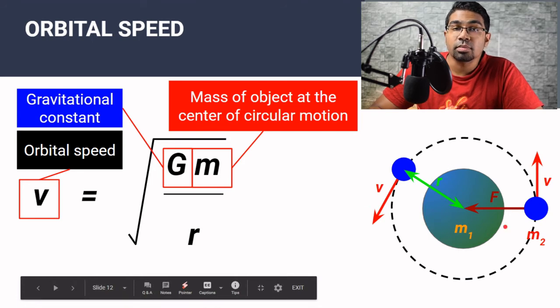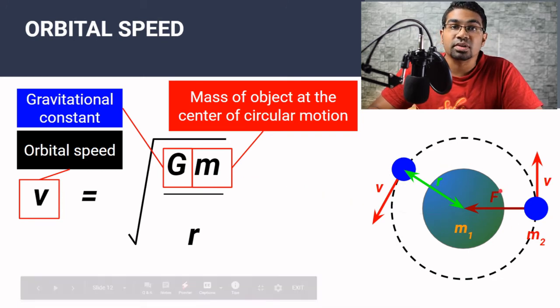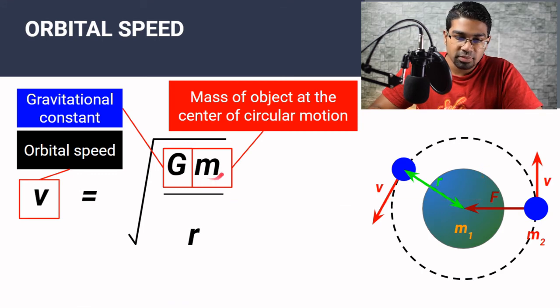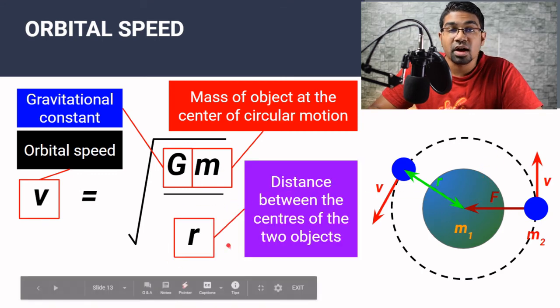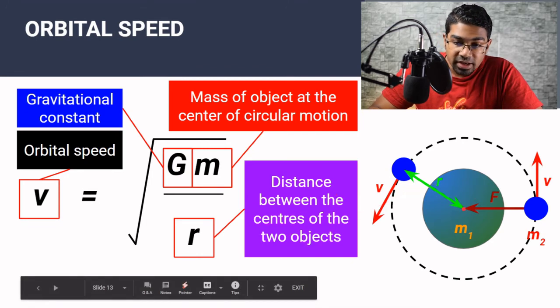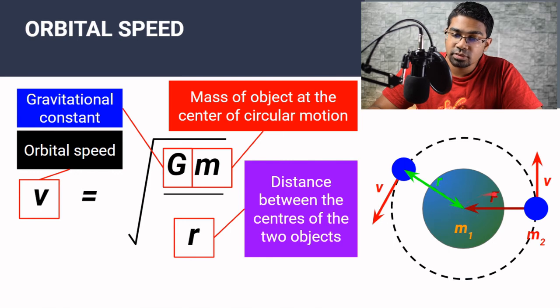So if we were talking about the moon going around the earth, for example, then the mass here will be the mass of the earth, the object in the center. If we were talking about the earth going around the sun, then the mass here will be the mass of the sun, the object in the center. Then we have R. Again, R is the distance between the two centers of the objects. So from the center of the center object to the center of the object in orbit. Center to center. Always remember this.